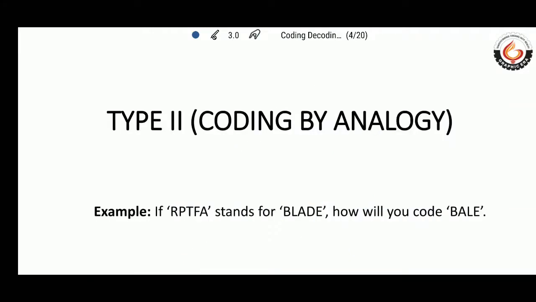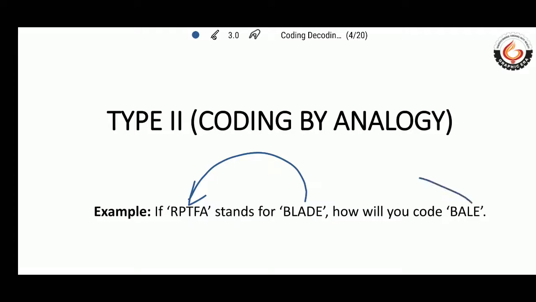Type 2 is coding by analogy. In this, there will be no specific series or letter shifting being formed. Every letter will have its specific code. Like in this, BLADE is coded as RPTFA, or RPTFA stands for BLADE. These both are the same statements. Now, what we see is that BALE has all the same letters which are in BLADE. So we will specifically use the same codes of the letters of BALE which are in BLADE to code BALE.